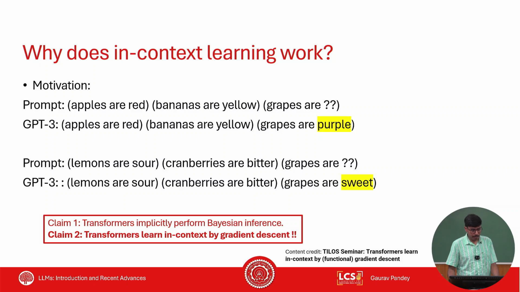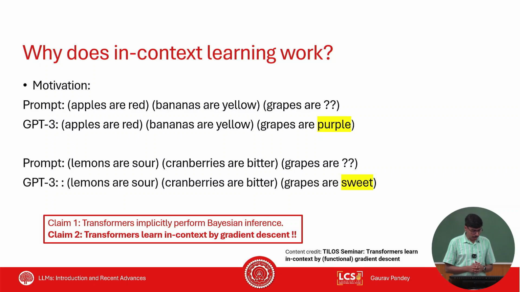So let's look at these examples. If you give as a prompt, apples are red, bananas are yellow, grapes are what, then it might print purple. But if you give lemons are sour, cranberries are bitter, and grapes are what, it might give sweet. So these in context examples are somehow guiding the model to generate either purple or sweet for the input grapes are. Both are valid outputs, but depending on what those examples are, it's generating either purple or sweet, right?